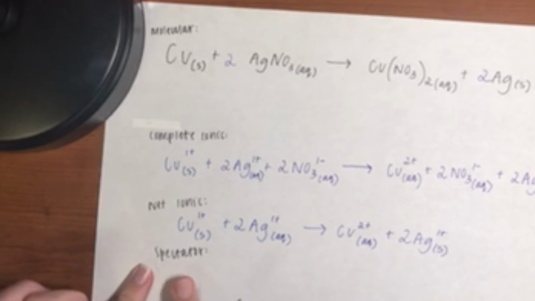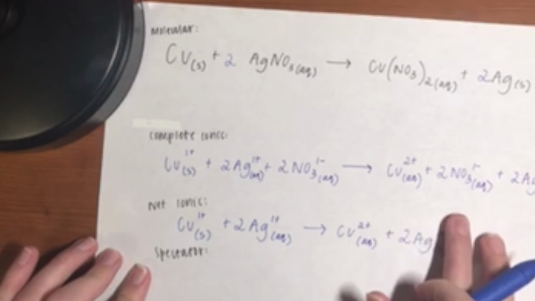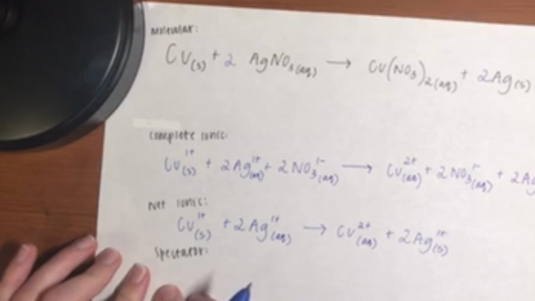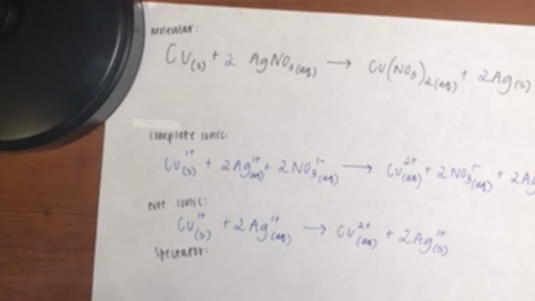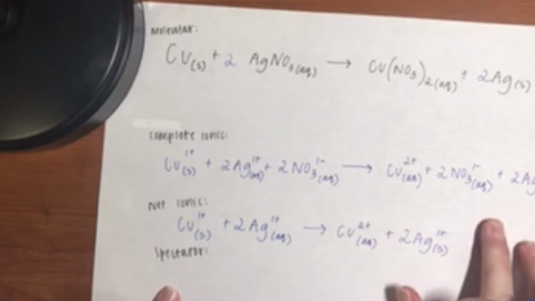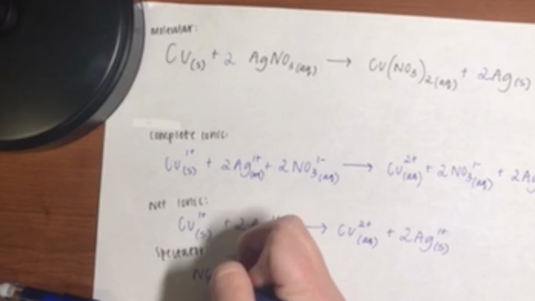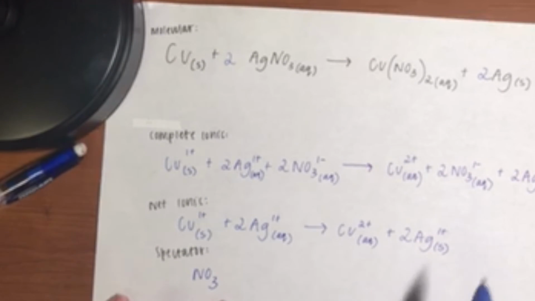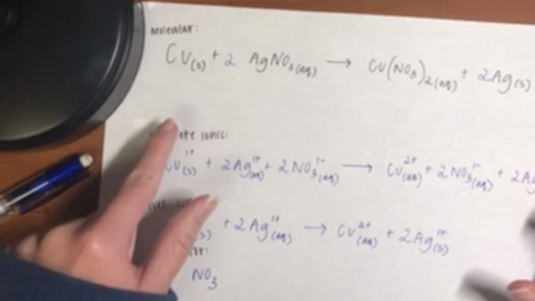Now in the case of our spectator ions, this is the ion that does not change throughout the equation and is either a strong acid or an ionic compound. So in this case it is NO3. Because it is aqueous, it stays the same throughout the formula. And this is how you solve this particular equation.